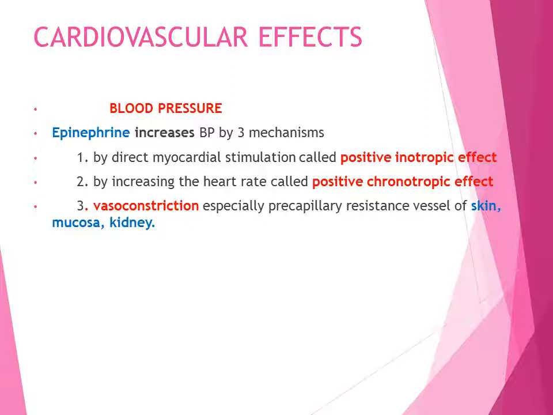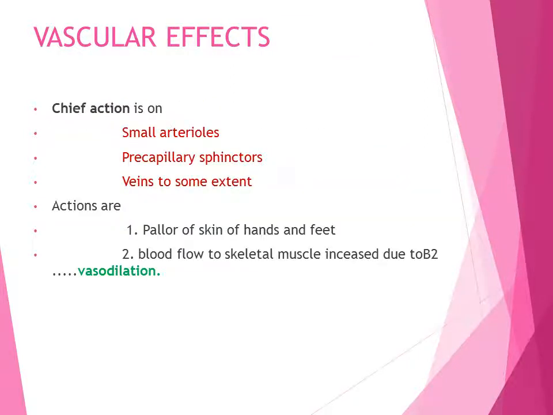Epinephrine increases blood pressure by 3 mechanisms: by direct myocardial stimulation, called positive inotropic effect; by increasing heart rate, called positive chronotropic effect; and by vasoconstriction, especially of precapillary resistance vessels of the skin, mucosa and kidney. Vascular effect. The chief action of epinephrine is on small arterioles, precapillary sphincters and veins to some extent. Blood flow to skeletal muscle increases due to beta 2 dependent vasodilation.